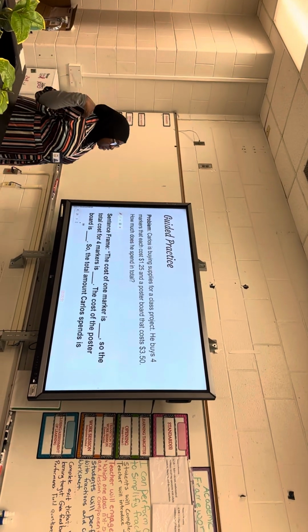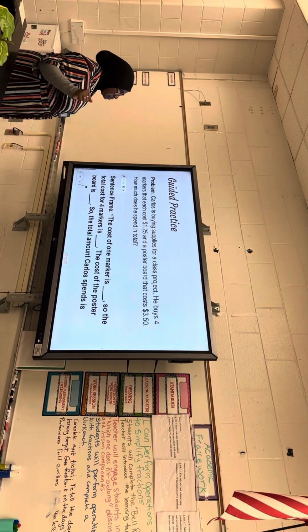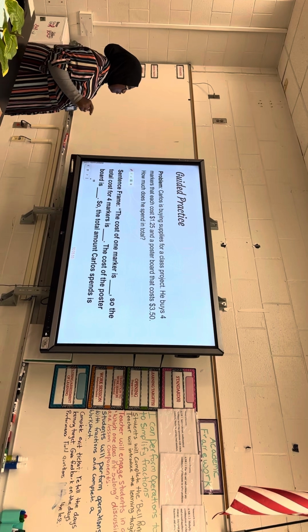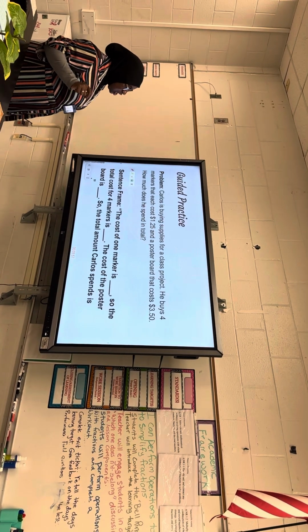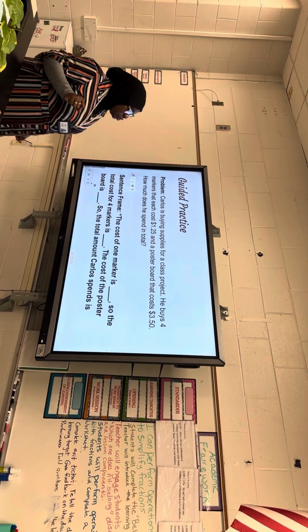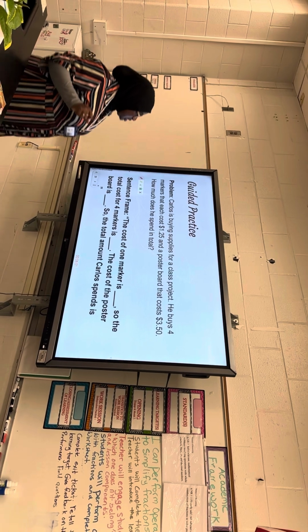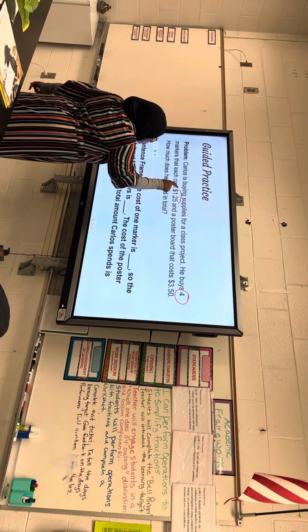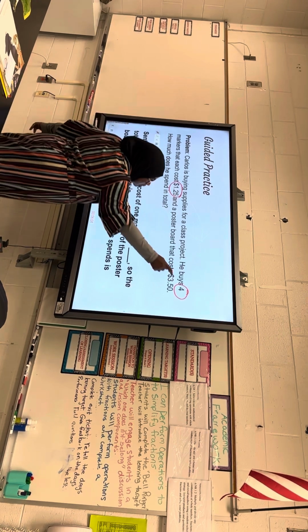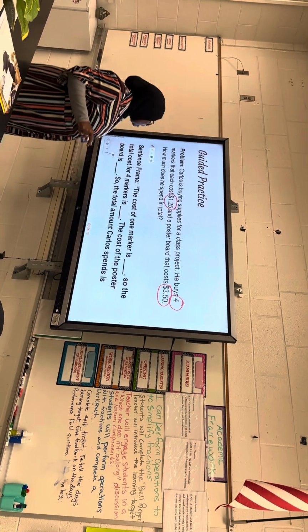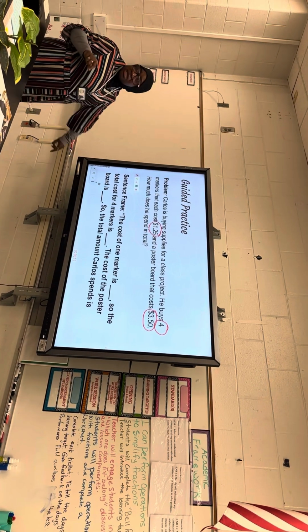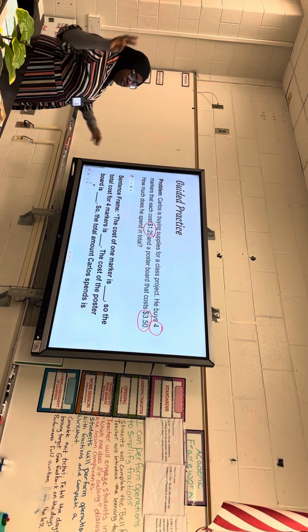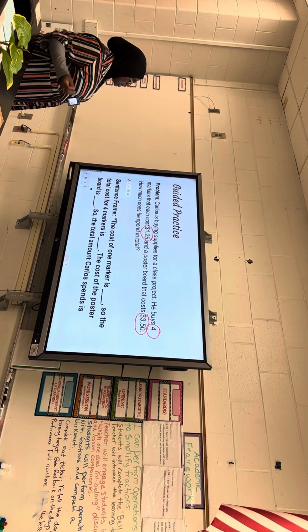Okay. Second read. Carlos is buying supplies for a class project. He buys 4 markers that each cost $1.25 and a poster board that costs $3.50. How much does he spend in total? My quantities are 4, $1.25, and $3.50. Did I miss anything for quantities? Okay. Third read. What's the question I gotta answer?